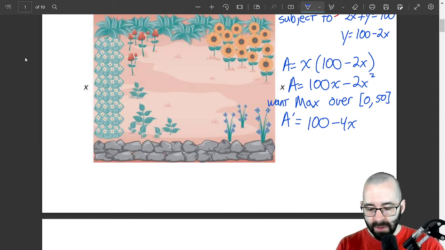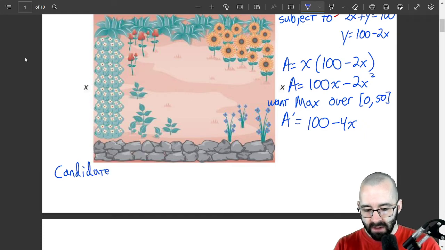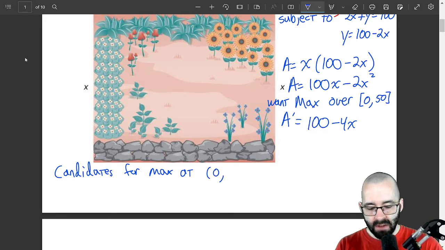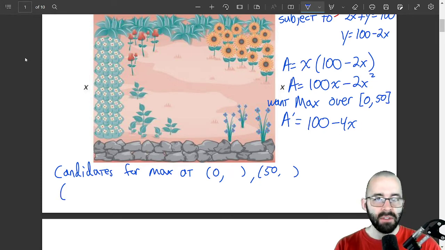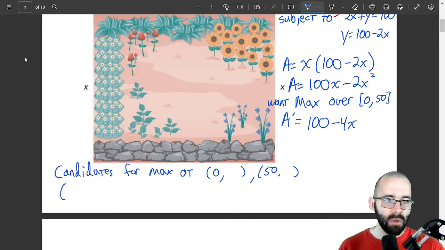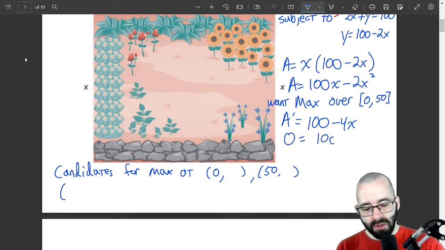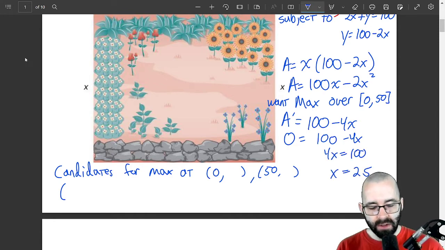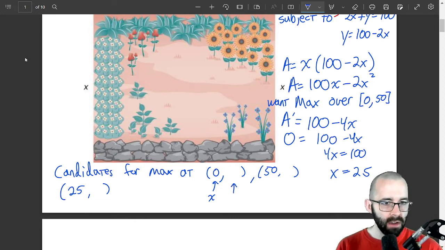All right, so A prime is that. The candidates for the maximum, right? Candidates for the global extrema are at the endpoints, when x is 0, when x is 50, and at the critical points, which we have to find. Critical points are when the derivative equals 0 or when the derivative is undefined. The derivative is never undefined. This derivative is a linear function. It's defined everywhere. And the derivative equals 0 when 4x equals 100, or when x is equal to 25. So our three candidates are these x values.